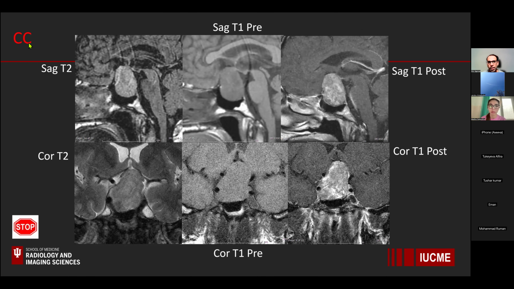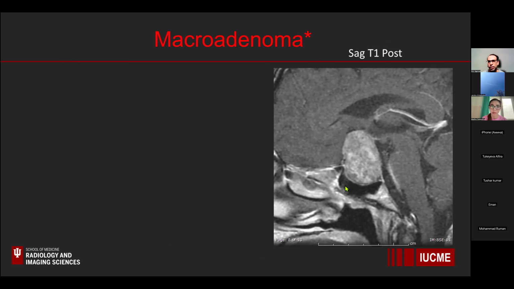This is a companion case of a different mass. Again, you appreciate the same remodeling of the bony sella, somewhat more homogeneous on T1 and T2. As soon as we give contrast, it's very heterogeneous enhancement, and you can see again the same information in the coronal plane. So this is the larger cousin or brother or sister of the microadenoma that we just talked about. This is a macroadenoma. And this is the most common cause of sellar masses in adults.